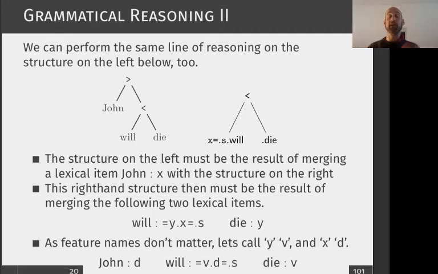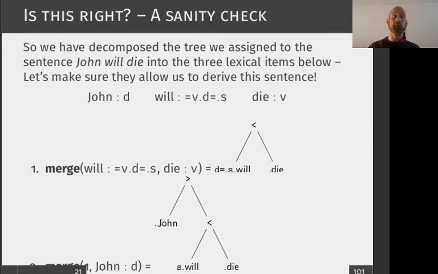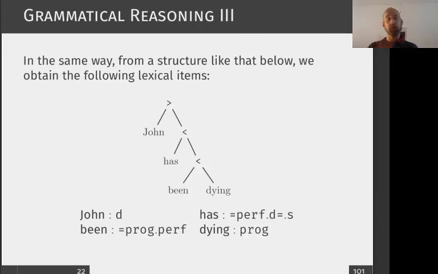John will die, where John has a D feature, will has an equals V, D equals S feature bundle, and die's feature bundle is also just V. Okay. All right. Does this work? Yes, it works. You guys can figure it out yourselves. In exactly the same way, from this structure that we've written down here for John has been dying, we can get the following lexical items: John, been, has, and dying with those features. No ambiguity, just totally straightforward.